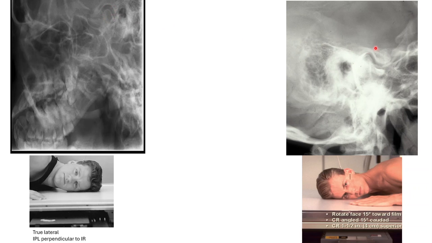All right, so the next image over here is called a law TMJ position. In the law TMJ position, the patient is going to rotate their face. Their head will rotate toward the IR 15 degrees. And the angulation of the tube will be 15 degrees caudal. Because with that rotation, we've already separated those condyles a little bit. So now we don't need as much angulation on the tube to separate them because we've already separated them anteriorly posteriorly a little bit. So 15 degree caudal angle, 15 degree rotation toward the IR.